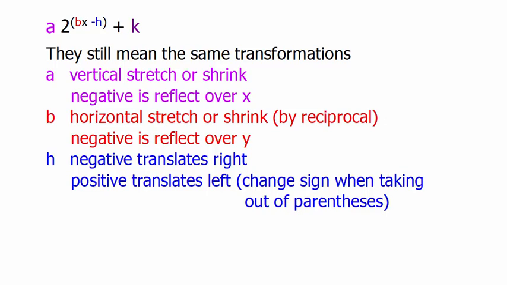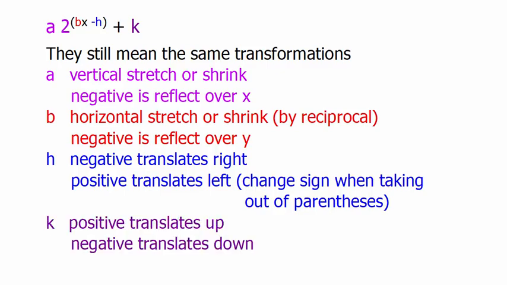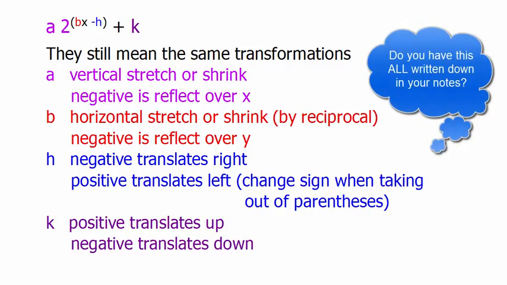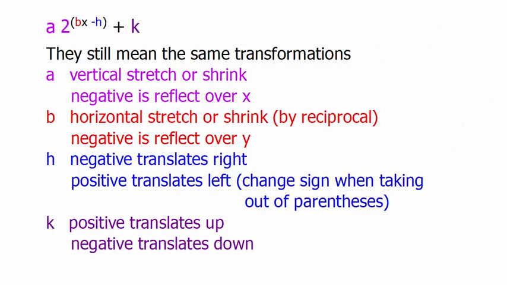For H, negative is right, positive is left. Remember that when I pull it out of parentheses, I change that sign. It does the opposite of what I think it would. And K, positive is up, negative is down. Does the same things that it did for quadratics, for every function that we've looked at.